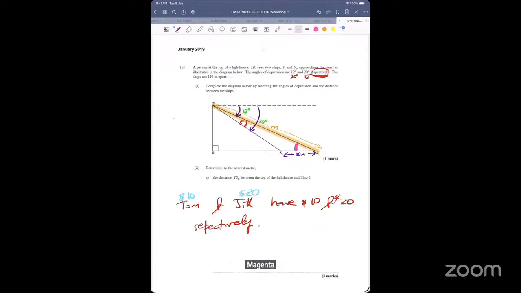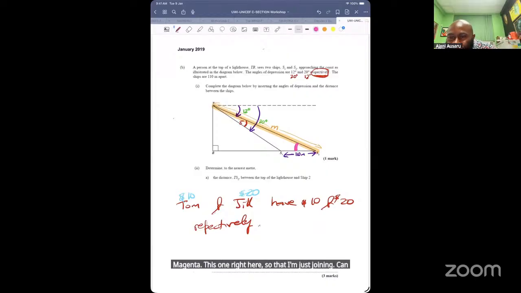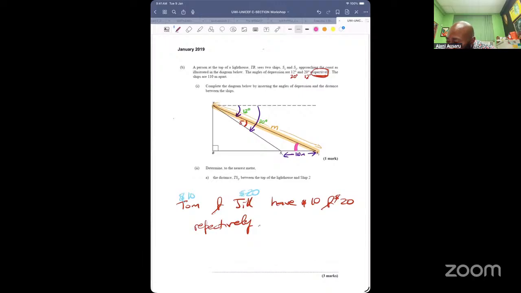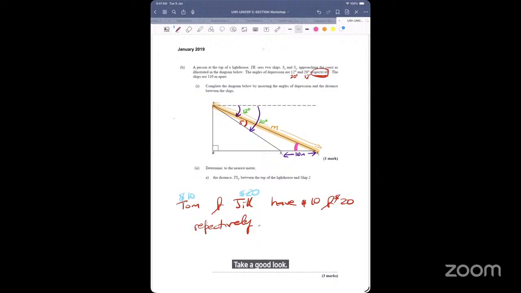This one right here, that I've just drawn in. Can we find an angle there? Anybody know what that angle may be? Take a good look. 12 degrees. Beautiful.